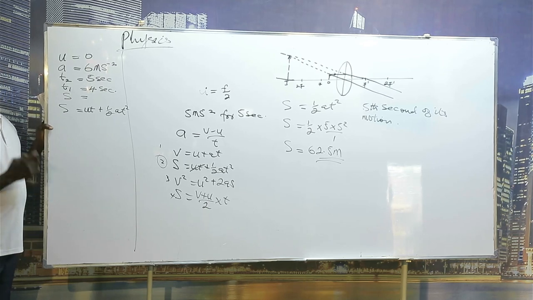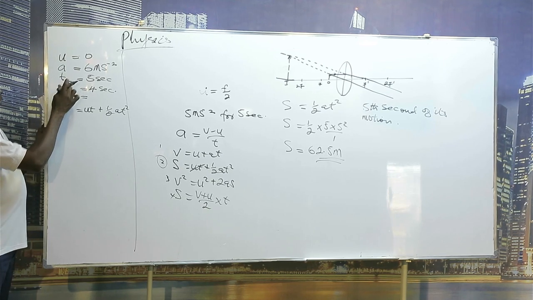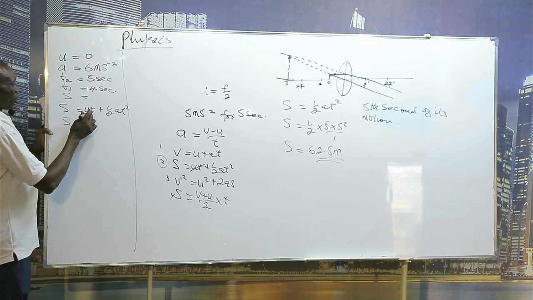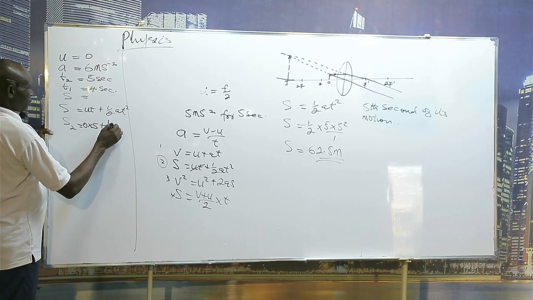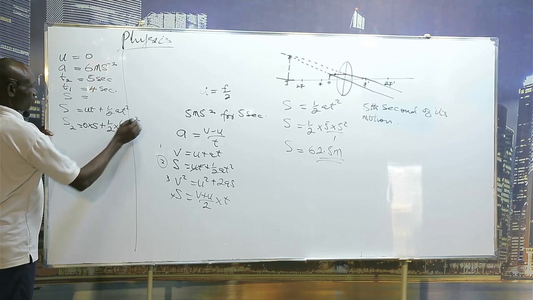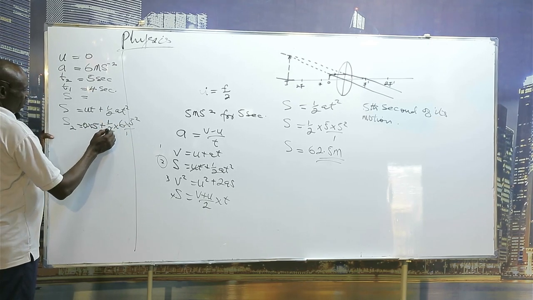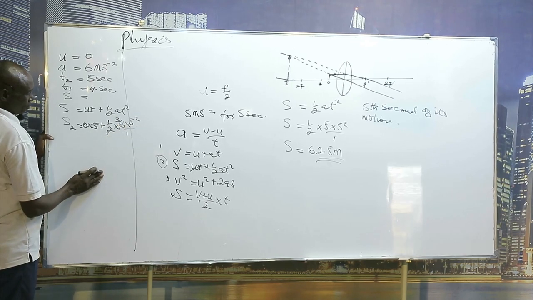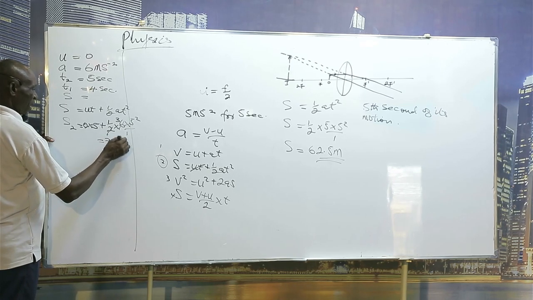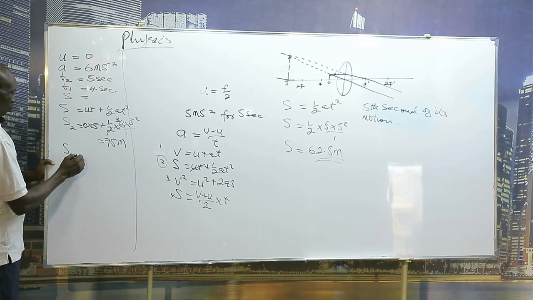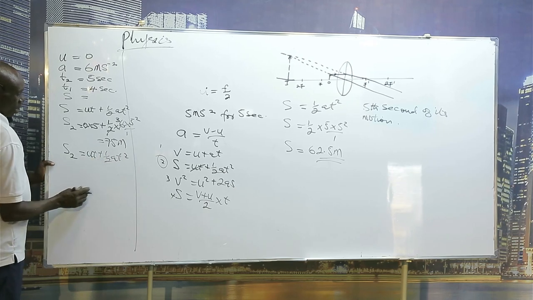With this, which one am I looking for? I have T2, which means S2. Initial velocity is 0, times T2 which is 5, plus half times acceleration 6 times 5 squared. The first term goes to 0. Half of 6 is 3, 5 squared is 25, times 3 is 75 meters.